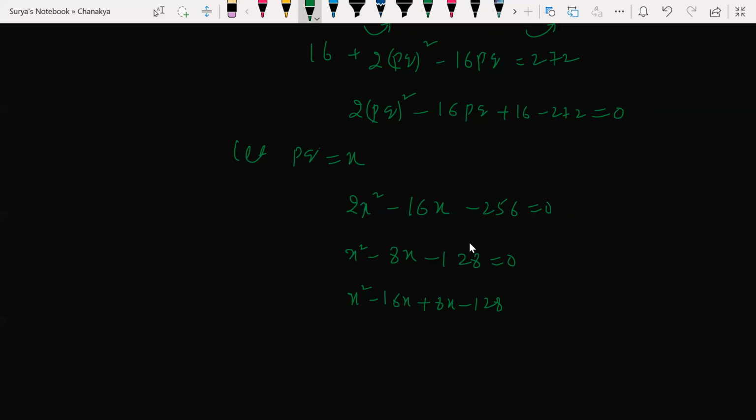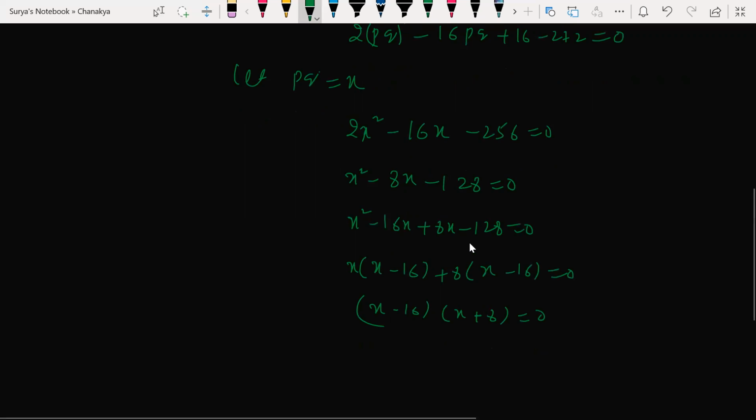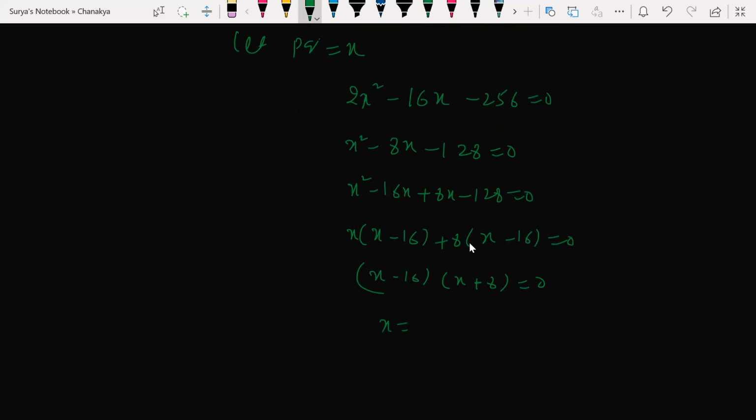You will get these ideas if you solve many questions. Check it. Any doubts? x common here: x minus 16. 8 common: x minus 16 is equal to 0. Again x minus 16 common: x plus 8 is equal to 0. Now what is the x value here? x is equal to 16 or x is equal to minus 8.